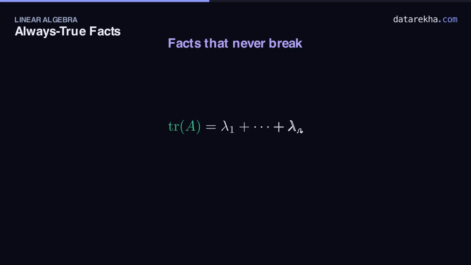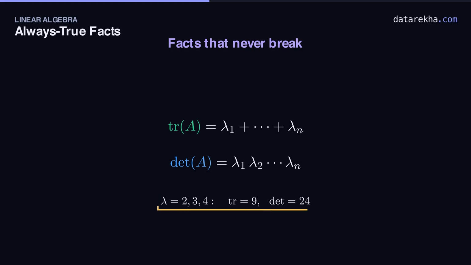Fifth, a beautiful pair for square matrices. The trace, the sum down the diagonal, always equals the sum of the eigenvalues, and the determinant always equals their product. Quick check with eigenvalues 2, 3, and 4. They sum to 9 and they multiply to 24. Hold that thought. We'll see exactly that matrix in a moment.